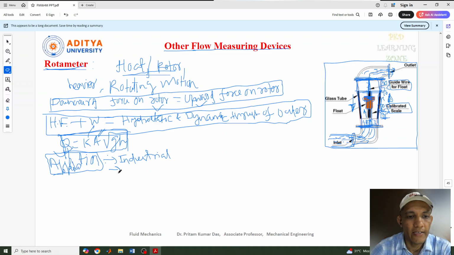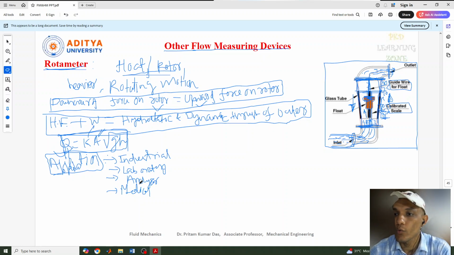And the second one, I can say any kind of laboratory, we can use this for measuring the flow. This laboratory may be an academic lab or a research lab. And next, in analyzers or gas sampling we can also use this one. And next, the most important thing, we can use it in medical applications also, to measure the oxygen flow rate.